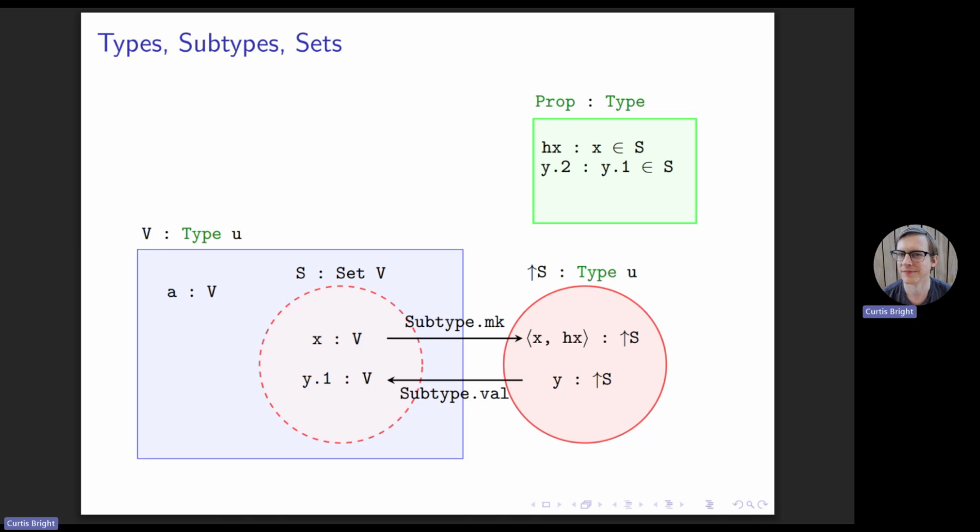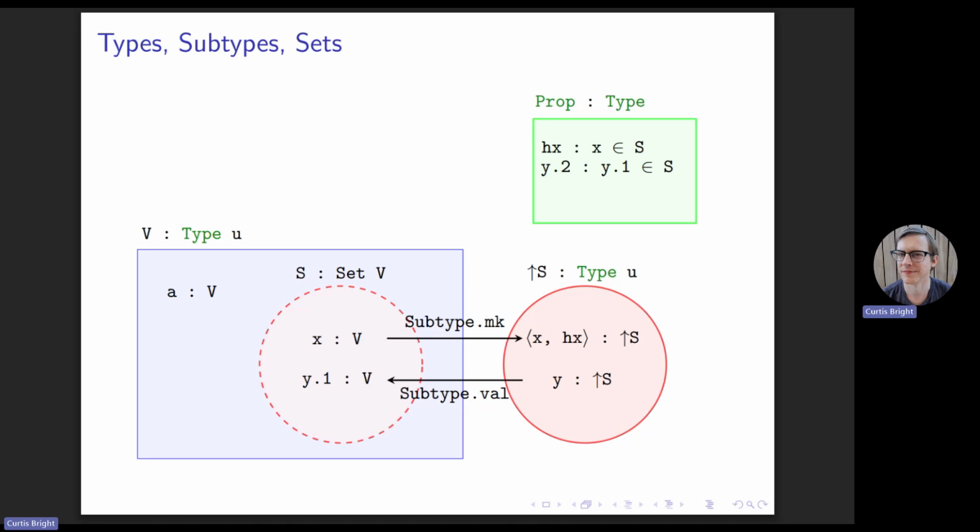So if we have some term x belonging to the type, and we know that x is an element of set S, so we have a proposition hx saying that x is an element of S, then we have something called a type coercion from the set to a new type, where S, instead of being treated as a set belonging to a type, is now being treated as a new type. And we denote it with this up arrow that we put before S.